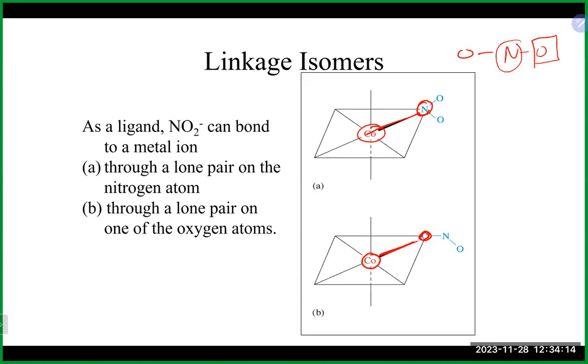In each case, they're still attaching monodentate-like. They're only attaching through the nitrogen or the oxygen in this case. So it'd still be more of a monodentate attachment that's happening, but it has the option of using either the nitrogen or the oxygen. And that obviously creates some different properties based on how it bonds into there. Question on the difference between linkage and coordination isomers?